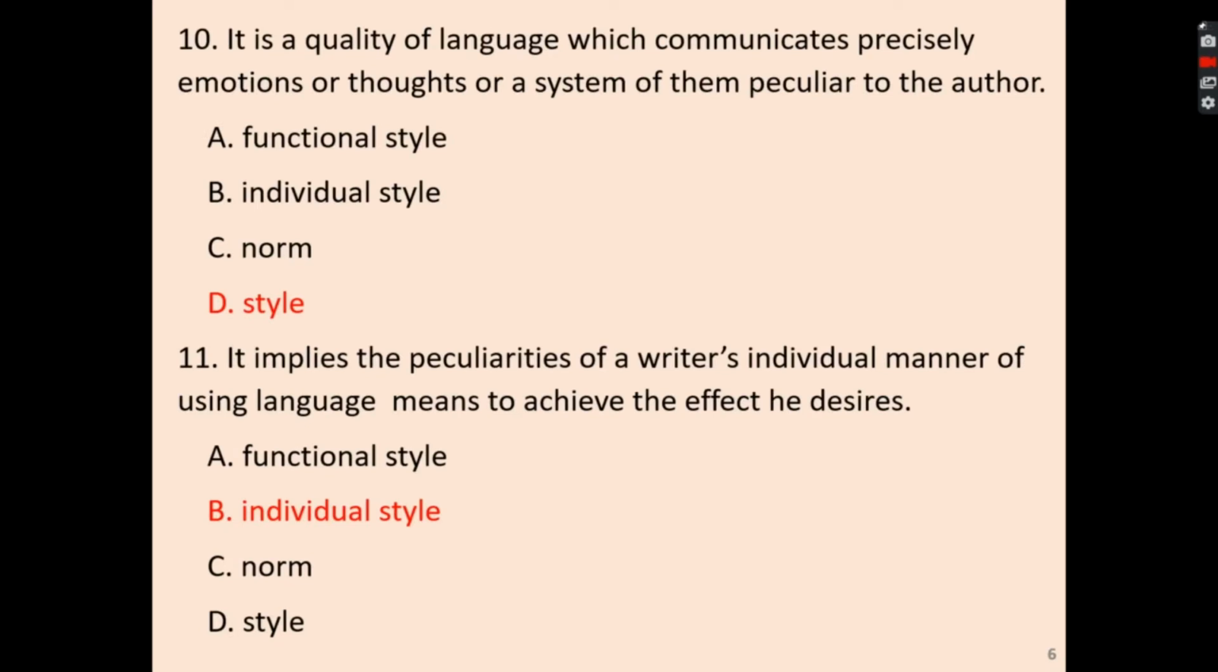And then the 10th, it is a quality of language which communicates precisely emotions or thoughts or a system of them peculiar to the author. So quality of language, we look at the emotions or thoughts, that is still style. Number 11, it implies the peculiarities of a writer's individual manner of using language means to achieve the effect he or she desires. Then we call it the individual style.